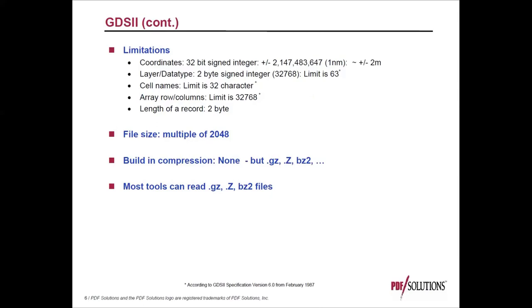There is no built-in compression in GDS, but what you can always do, and everyone probably is doing, is apply zip or bzip2 or any other compression to your file, and most tools can read these zipped files natively without uncompressing them first, because whether you open the file directly or open a pipe in Unix doesn't really matter.